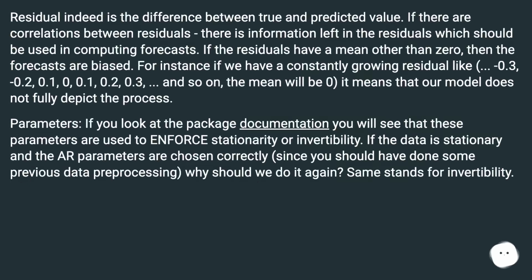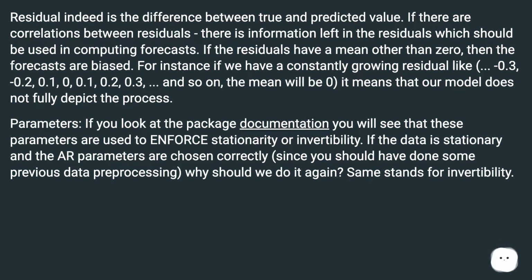Residual indeed is the difference between the true and predicted value. If there are correlations between residuals, there is information left in the residuals which should be used in computing forecasts. If the residuals have a mean other than 0, then the forecasts are biased. For instance, if we have a constantly growing residual like -0.3, -0.2, -0.1, 0, 0.1, 0.2, 0.3, and so on, the mean will be 0, but it means that our model does not fully depict the process.